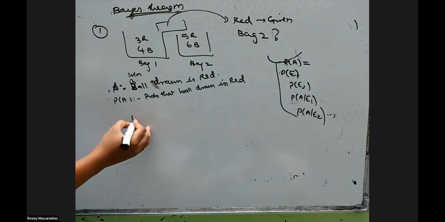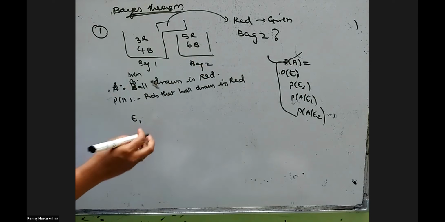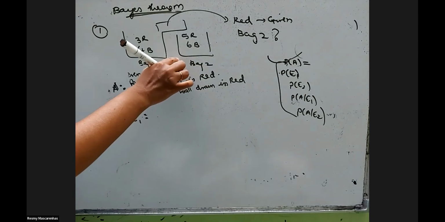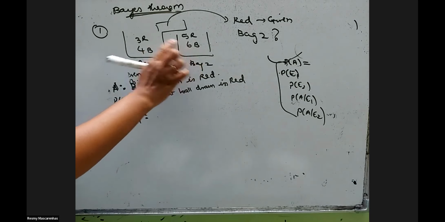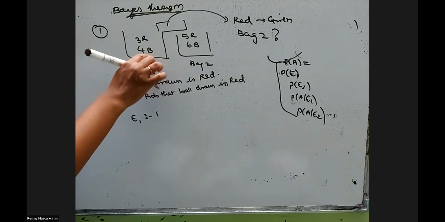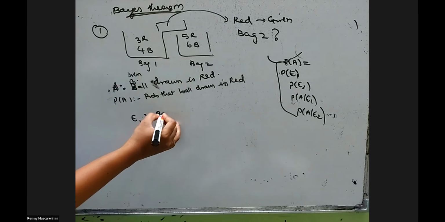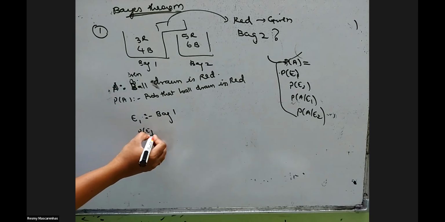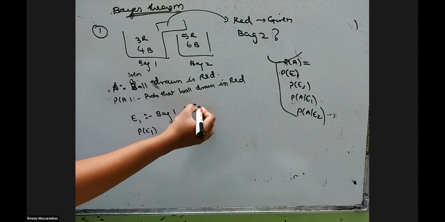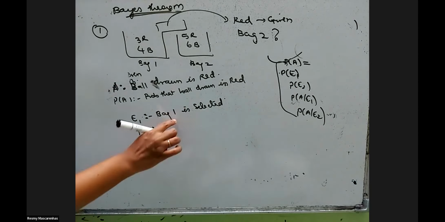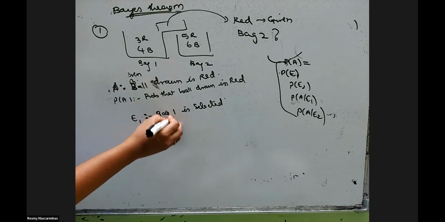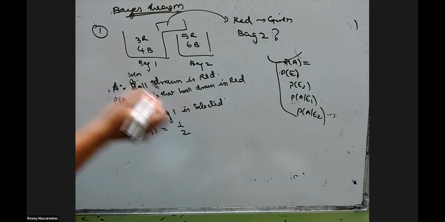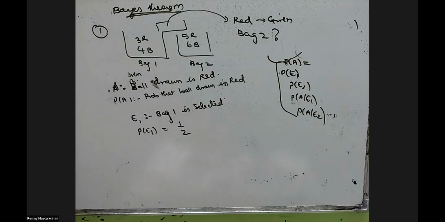Now we'll consider E1. There are two bags, so we don't know which bag was picked. When you are given a task, you have two options, either to pick bag 1 or bag 2. So if you are going for bag 1, how many options did you have? We are considering bag 1. So what are the chances? 1 out of 2. You are selecting 1 bag out of 2 bags. If there were 3 bags, then it would be 1 out of 3.